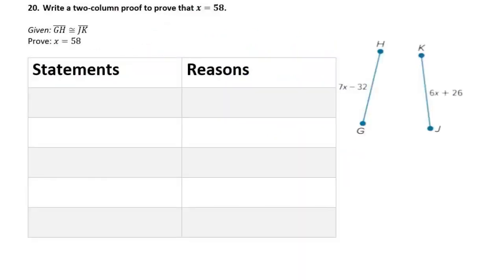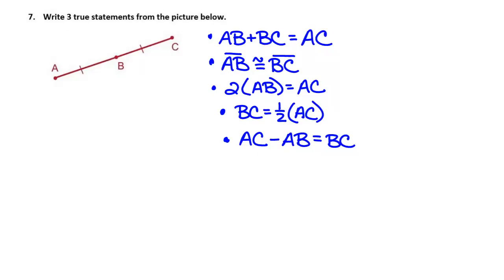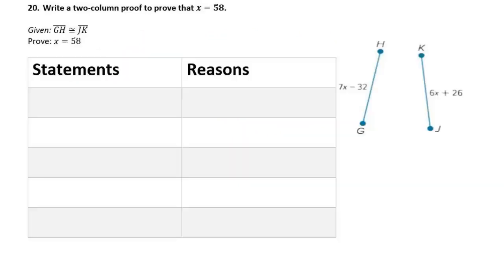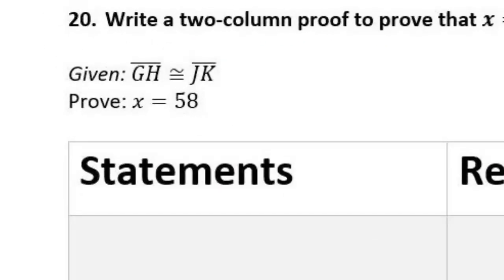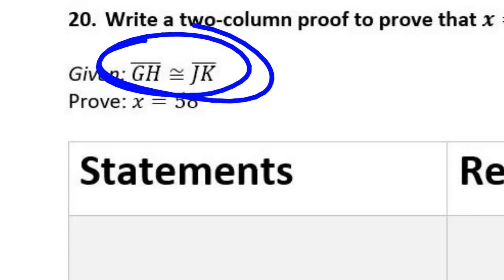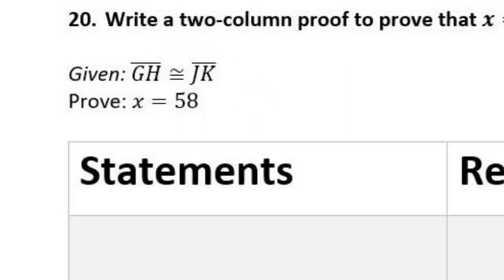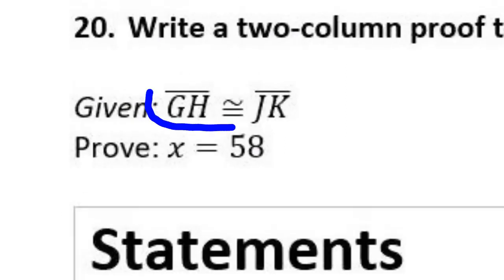Write a 2-column proof to prove that x equals 58. Hold on just a second. I realized that I went past this one just a little too fast. And then we're going to go to number 20. All right, this is one of the ones that we had to fix yesterday. Remember, it put the little lines underneath for some reason. We had to move the segment lines up to the top. But what do I want to do with this information here?